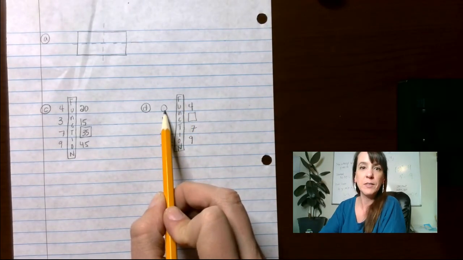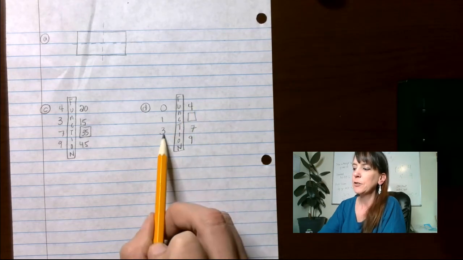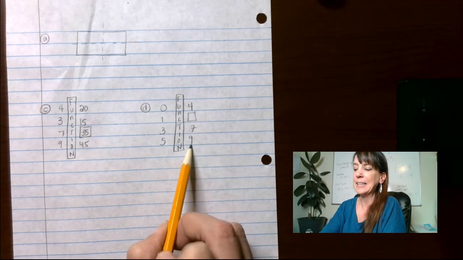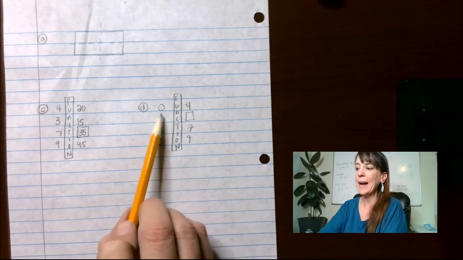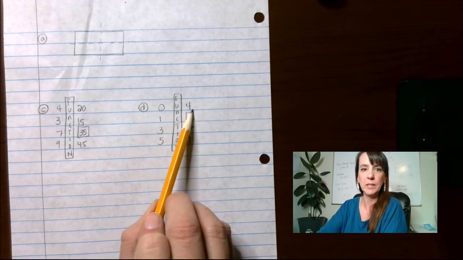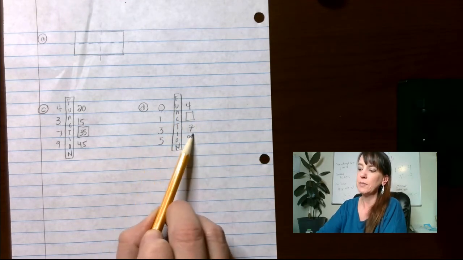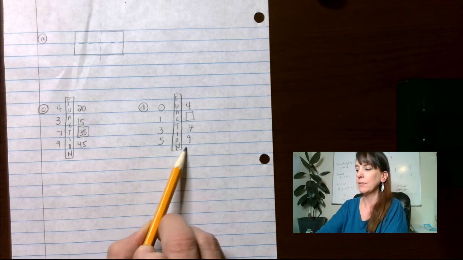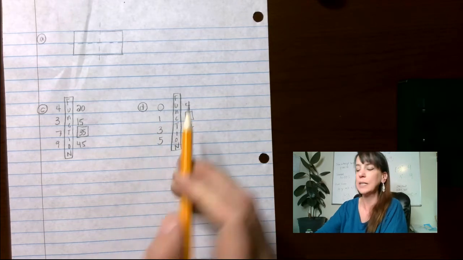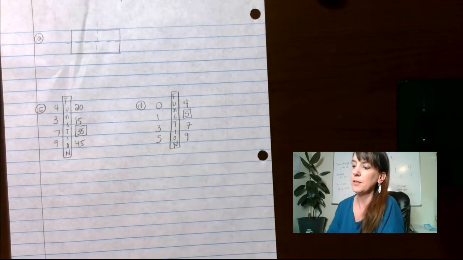Now we've got this function. We go 0, 4, 3, 7, 5, 9. In this case, it actually looks like we're adding. 0 plus 4 would give us 4. 3 plus 4 would give us 7. 5 plus 4 would give us 9. So 1 plus 4 would give us 5. So that should be your answer there.